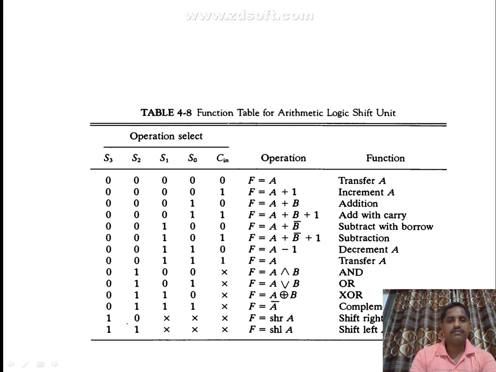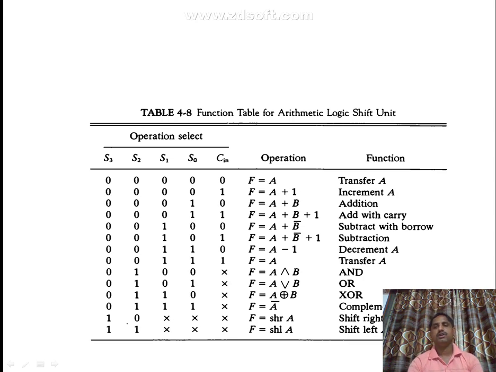The operation F is equal to A, that is transfer A. Then Cn equal to 1, then F equal to A plus 1, increment A. Then, with S1 and S0 equal to 1, that is the addition operation; add with carry operation; subtract with borrow operation; subtraction; decrement A; transfer A; AND operation; OR operation; exclusive OR; complement A; shift right A and shift left A. So we have to perform different types of operations and functions: transfer A, increment A, addition, add with carry, subtract with borrow, subtraction, decrement A, transfer A, AND operation, OR operation, exclusive OR, complement A, shift right A into F, and shift left A into F.